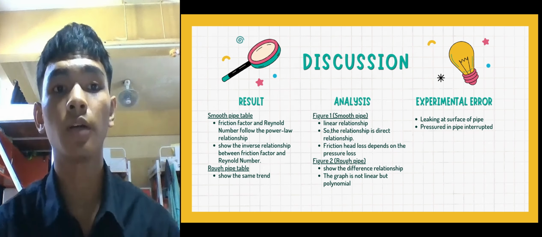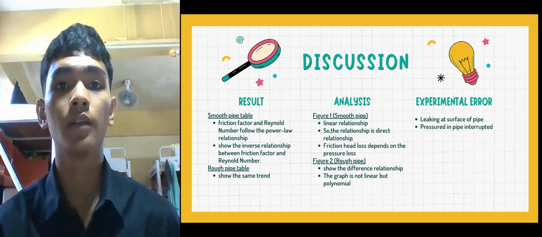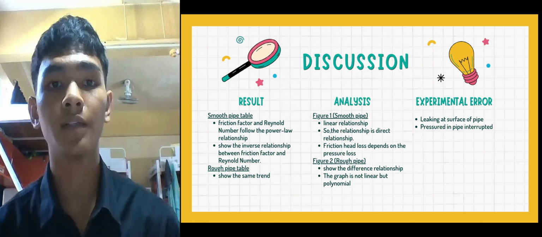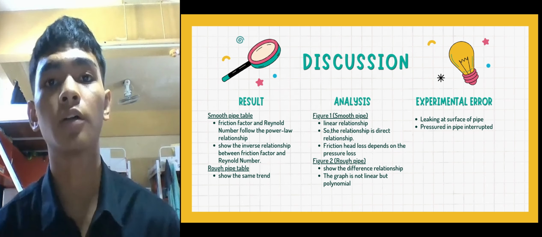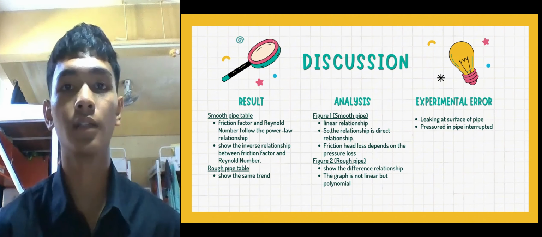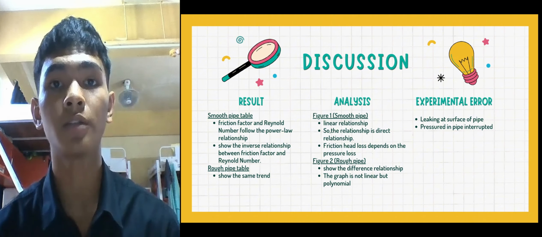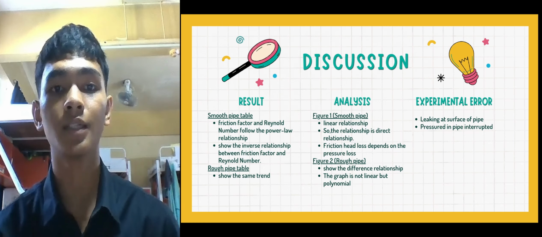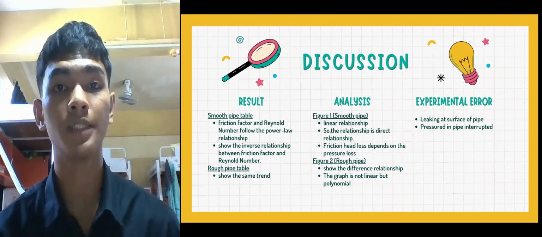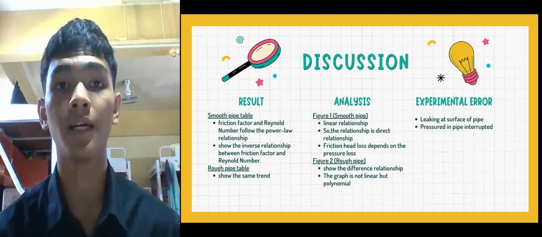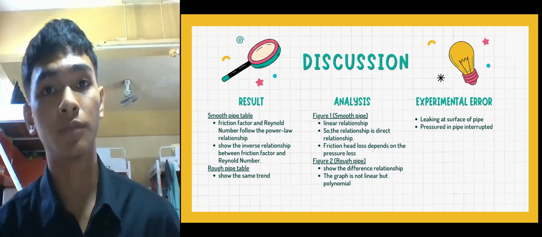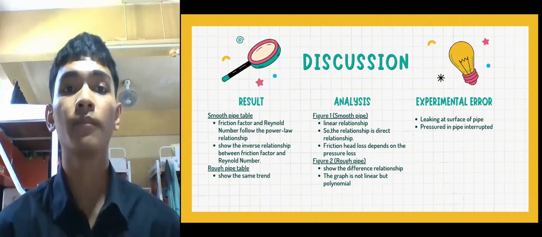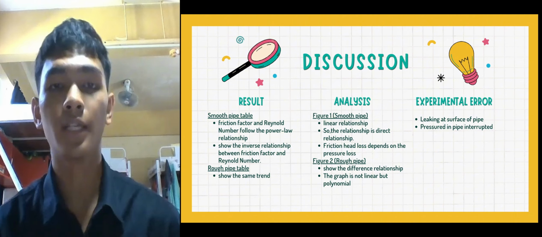According to figure 2, which is rough pipe, the graph shows a different relationship between ln H and ln V. The graph is not linear but polynomial. This is because the flow condition in the rough pipe is unsteady state, so the friction is rough. The experimental error in this experiment is there is leaking at the surface of the pipe, so the pressure in the pipe is interrupted by the pressure of the atmosphere and environment. So the velocity and volume flow rate are not as accurate as possible.